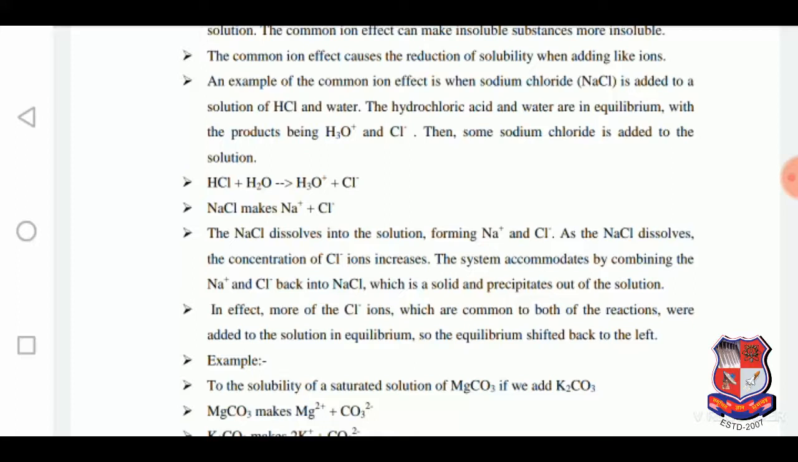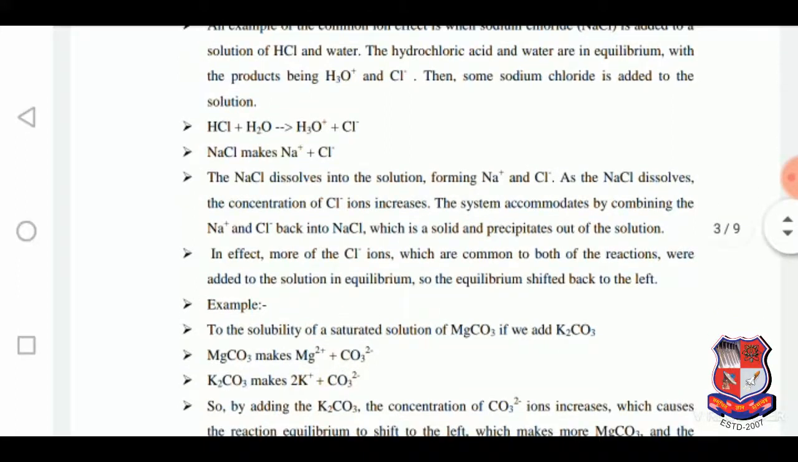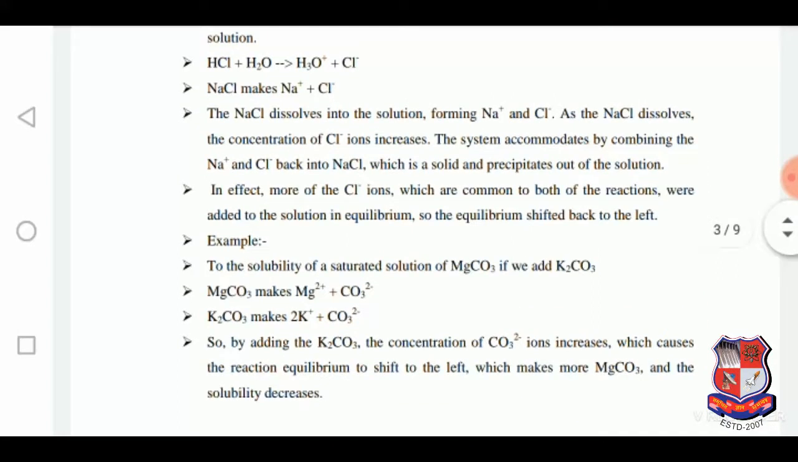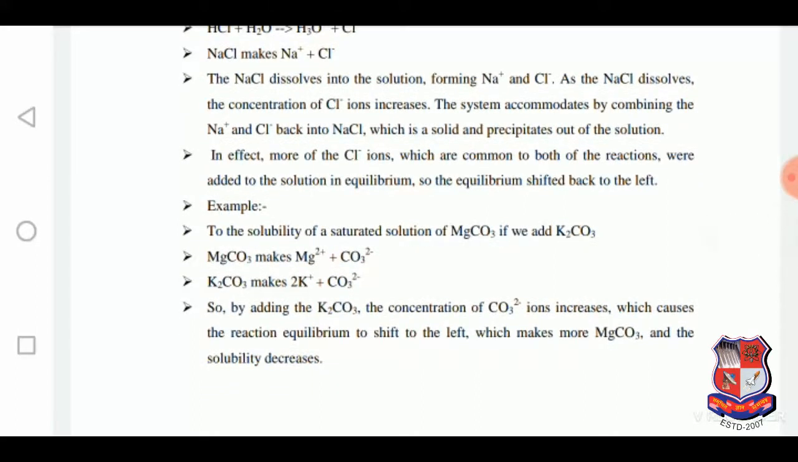The hydrochloric acid and water are in equilibrium, with the products being H3O+ and Cl-. Then some sodium chloride is added to the solution, and NaCl dissolves, forming Na+ and Cl-. As the NaCl dissolves, the concentration of Cl- ions increases, and the system accommodates by combining the Na+ and Cl- back into NaCl, which is solid and precipitates out of the solution. In effect, more chloride ions, which are common to both reactions, were added to the solution in equilibrium, so the equilibrium shifted back to the left.